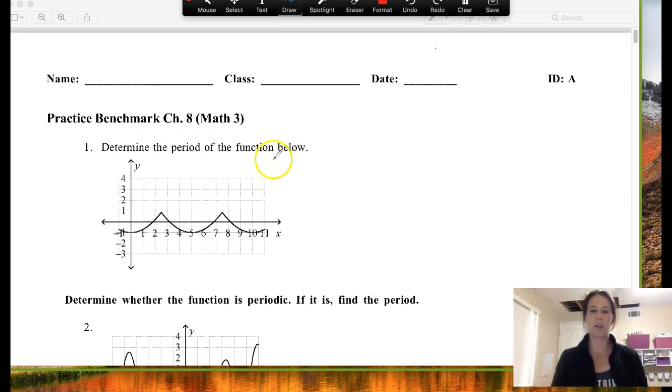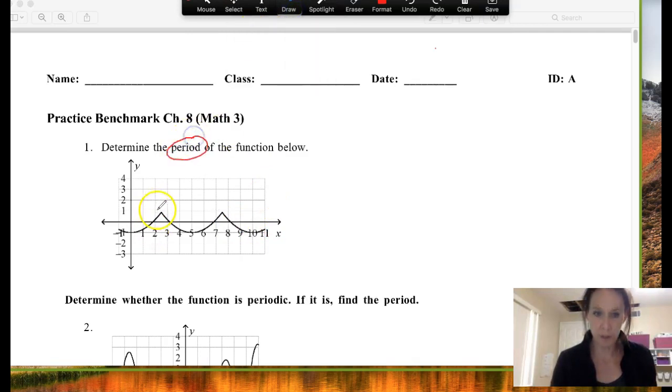Determine the period of the function. The period is one cycle. So we're looking for one cycle, literally what that means for the period. And it repeats every cycle, right? So you can see from here to here is one full cycle, and then it's going to repeat again. So the period is one full cycle of whatever your graph is.